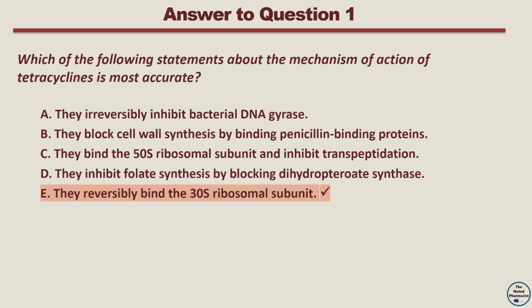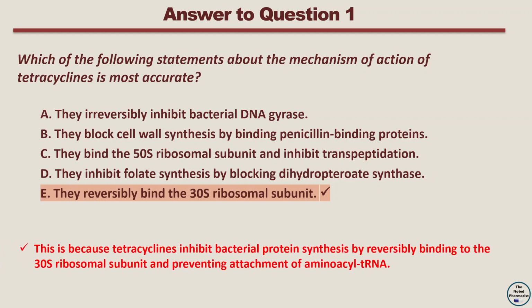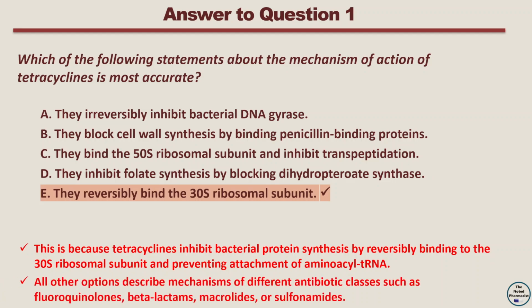The correct answer is Option E. They reversibly bind the 30S ribosomal subunit. This is because tetracyclines inhibit bacterial protein synthesis by reversibly binding to the 30S ribosomal subunit and preventing attachment of amino-acyl tRNA. All other options describe mechanisms of different antibiotic classes, such as fluoroquinolones, beta-lactams, macrolides, or sulfonamides.